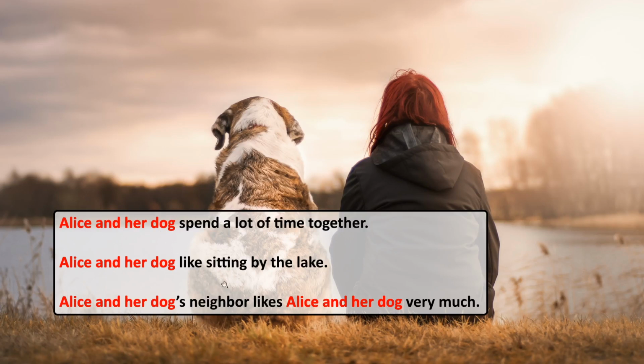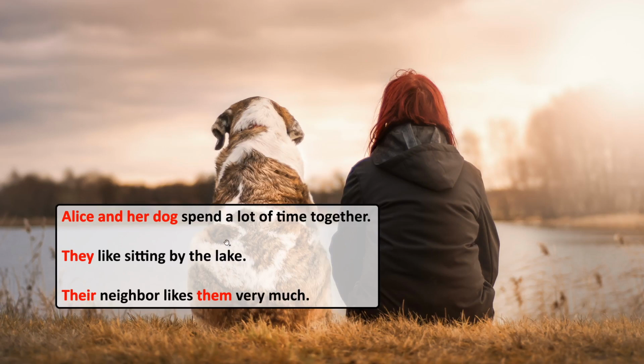So here we have three sentences about Alice and her dog, but it doesn't sound good if we repeat the whole noun phrase each time. The first sentence creates a context. And in the following sentences, we can replace the noun phrase by personal pronouns. Now, look at this. Alice and her dog spend a lot of time together. Again, we have the context here. And now, they like sitting by the lake. They replaces Alice and her dog. Their neighbor likes them very much. Their and them also replace Alice and her dog. So doesn't it sound much better?